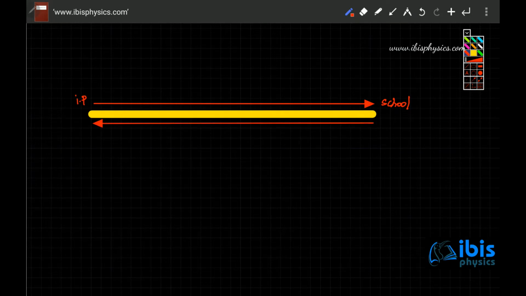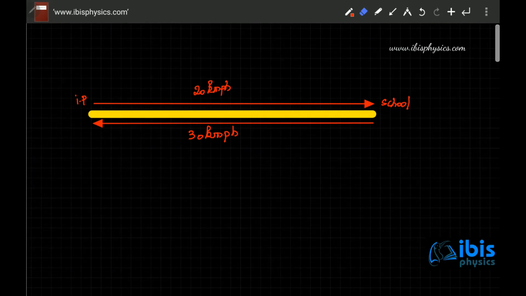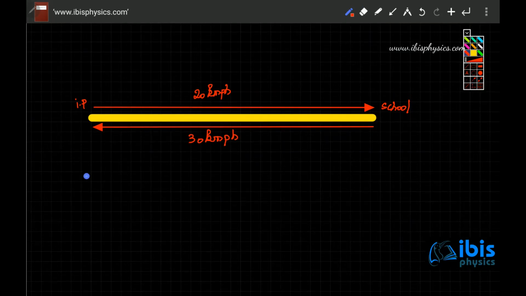So while he goes from his point to school, he went with 20 kilometer per hour speed. While coming back, he took less time, so the speed was more than the onward journey. So that is 30 kilometer per hour. So what is the average speed for the entire trip? So we are supposed to calculate the average speed.